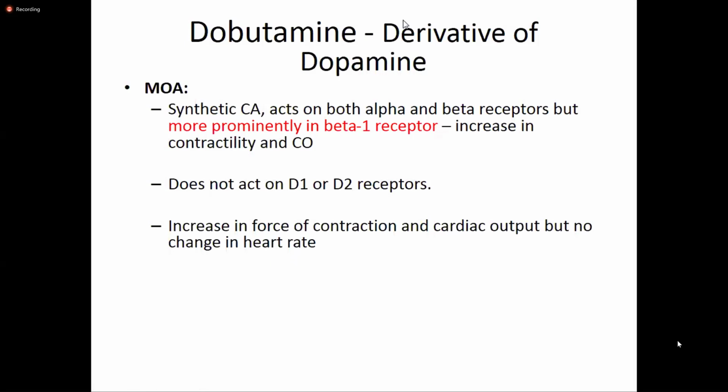And although it is a derivative of dopamine and mimics dopamine, it does not have a stimulating effect on the dopamine receptors. Dopamine acts on dopamine receptors, alpha receptors, and beta receptors depending on the dose, whereas dobutamine, although it is a derivative of dopamine, does not act on the dopamine receptors. So the major stimulating effect of dobutamine is in the heart. It acts on the beta-1 receptors, increasing the force of contraction and the cardiac output, but it does not cause tachycardia or a change in the heart rate.